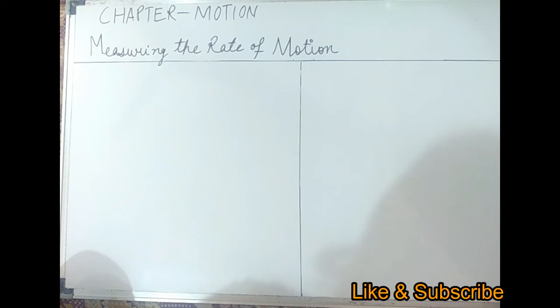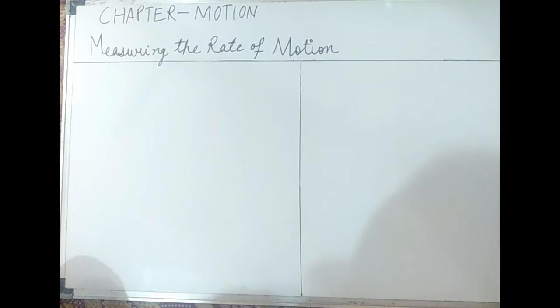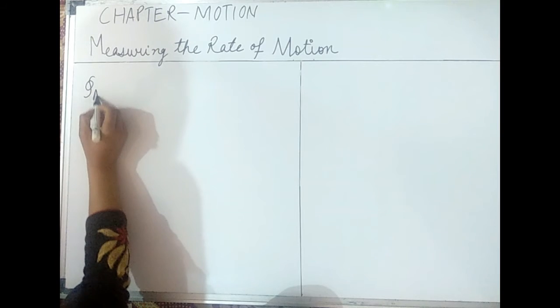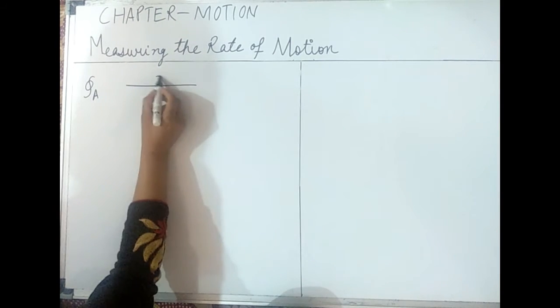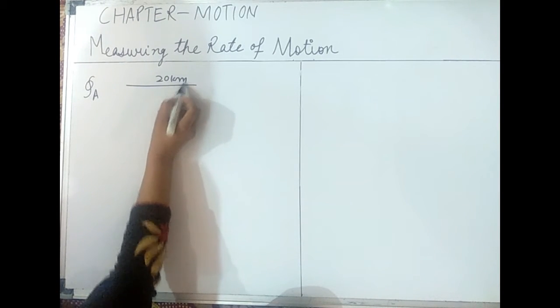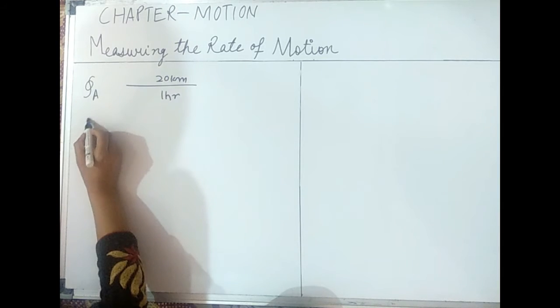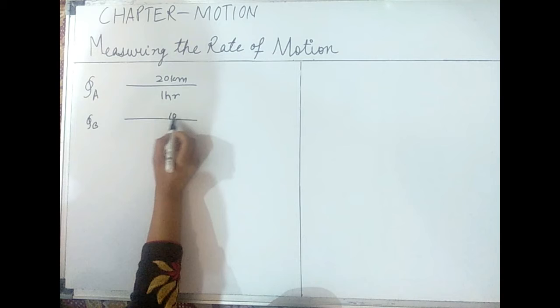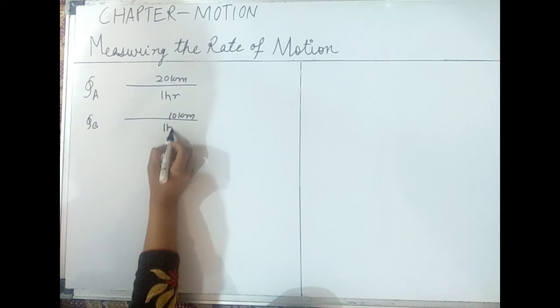Hello everyone, today we are going to discuss measuring the rate of motion. Suppose here is an object A, it covers 20 kilometers distance in 1 hour. There is another object B, it covers 10 kilometers distance in 1 hour.